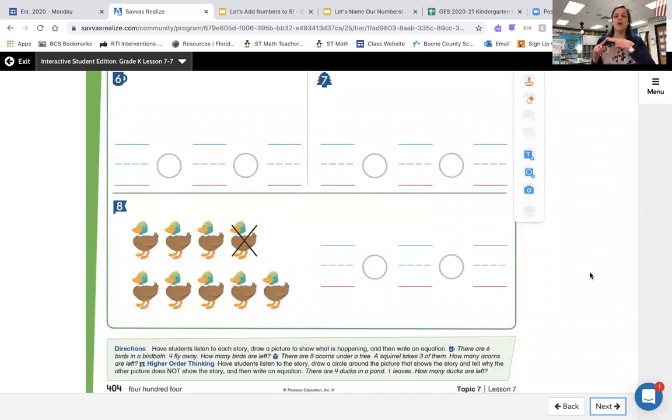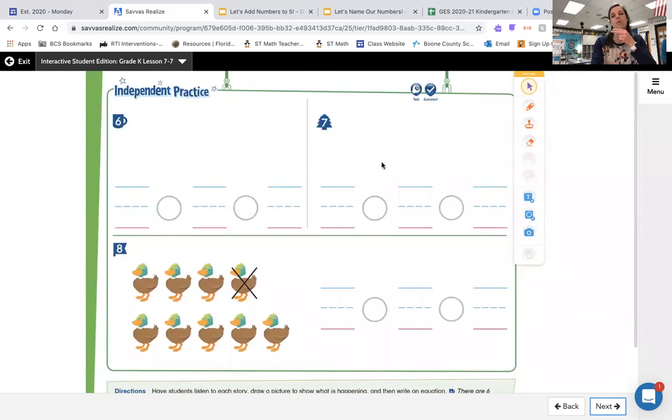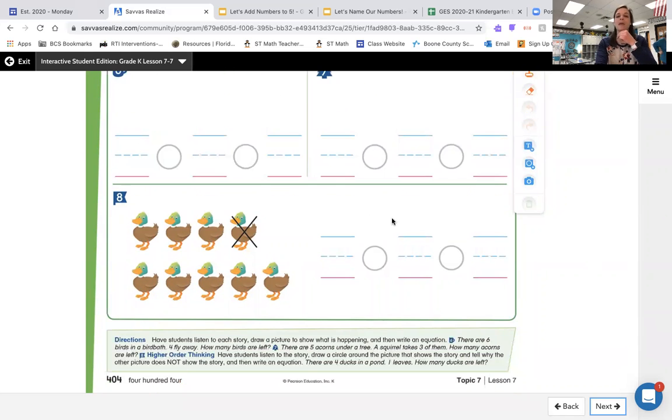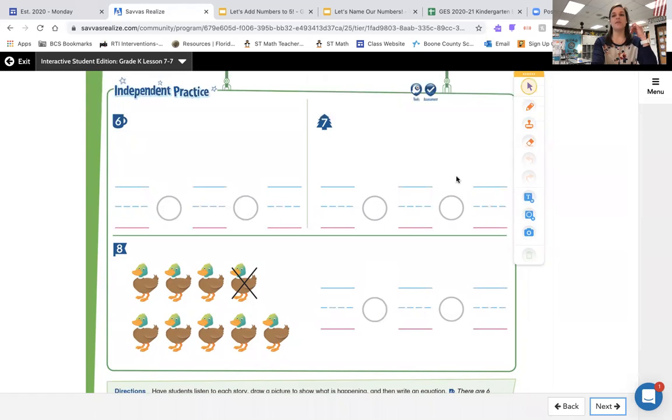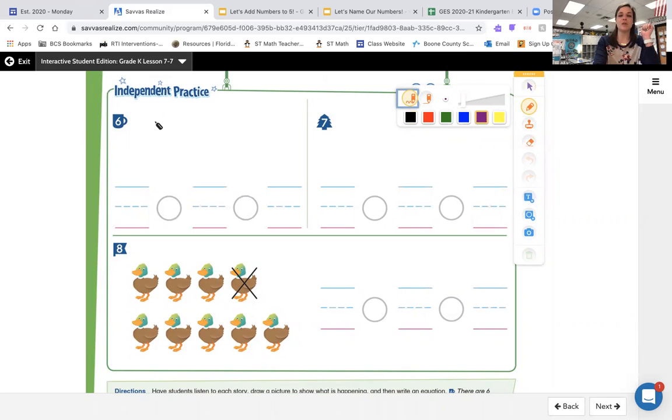It says, there are 6 birds in a bird bath. 4 of them fly away. How many birds are left? So we're in our first box right here, number 6. And again, it says there are 6 birds in a bird bath. 4 fly away. How many are left? So the very first thing that we need to do is illustrate our whole group. Let's use circles as counters to represent those birds.